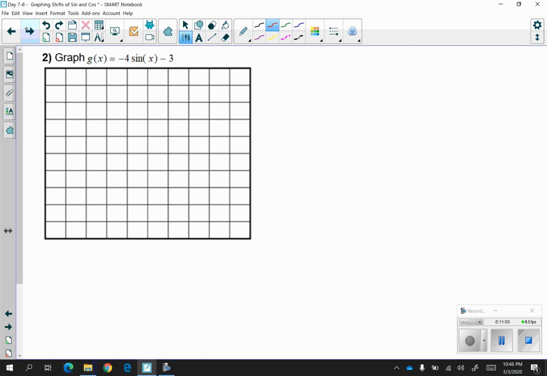You should try this one on your own and then see at the end, do you get the right answer? You can watch the entire explanation or just fast forward to the end. In this case, you have a negative sine curve. So negative sine starts at the midline and goes down.